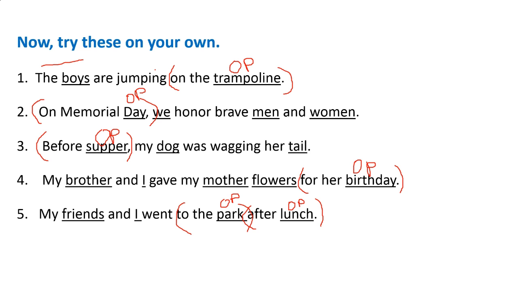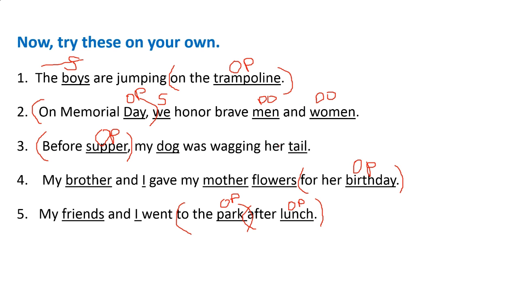Okay, the boys are jumping on the trampoline. The whole sentence is about the boys, so the boys is the subject, and there is no indirect object or direct object. On Memorial Day, we honor brave men and women. Okay, so we is going to be the subject because that's who the sentence is about. Who are we honoring? We're honoring brave men and women. In this case, this is rare, but these are both going to be direct objects because that's who we're honoring. There is no indirect object.